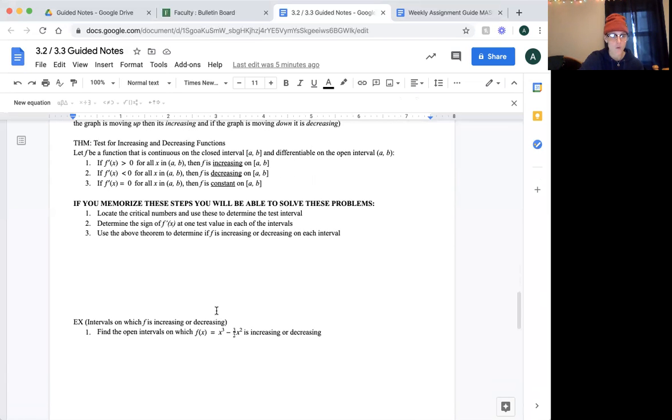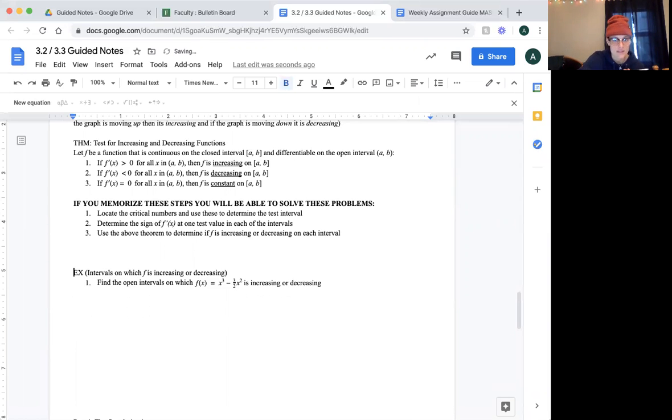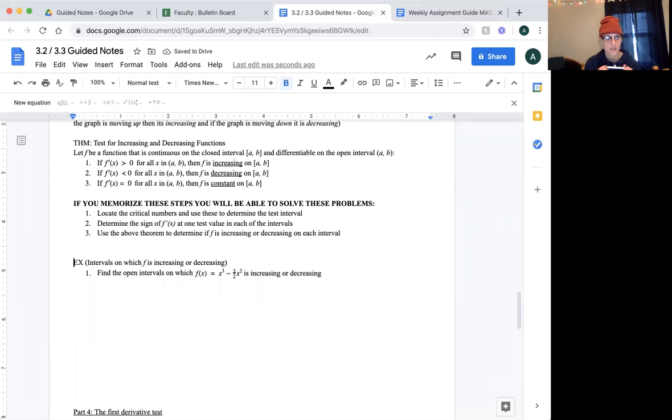Okay, so if you memorize these steps, this is how you solve these types of problems, right? Locate the critical numbers, use these to determine the test intervals, determine the sign of f prime of x at one test value in each of the intervals, and use the above theorem to determine if f is increasing or decreasing on each interval.